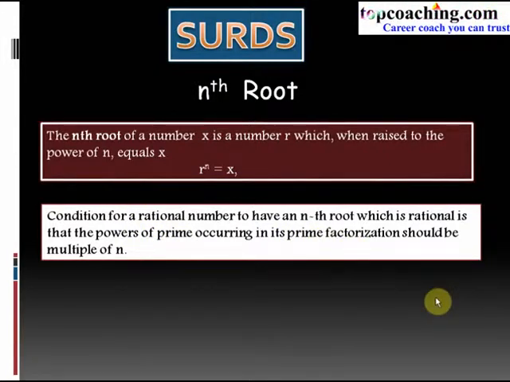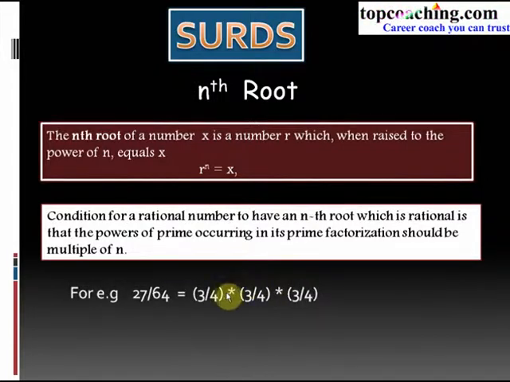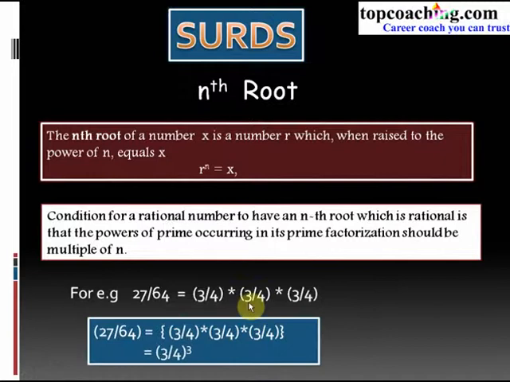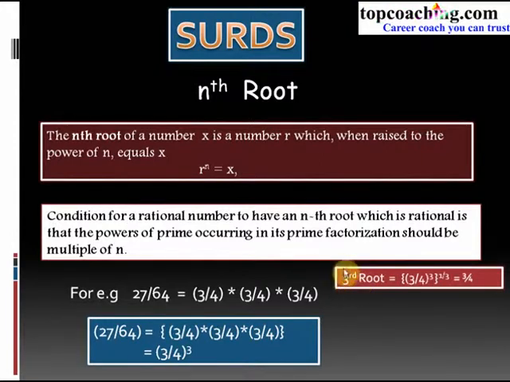Let's try to understand it through an example. Let us say that we have the number 27 by 64. Now 27 by 64 can be written as 3 by 4 into 3 by 4 into 3 by 4, or the cube of 3 by 4. If I want to find the third root of 27 by 64, that would be 3 by 4 whole cube, whole to the power of 1 by 3. Now 3 into 1 by 3 is equal to 1, and so we get the third root as 3 by 4, which is a rational number.